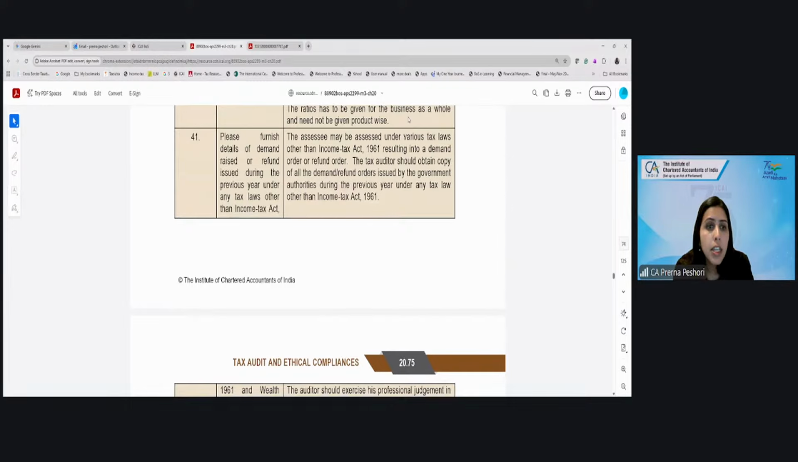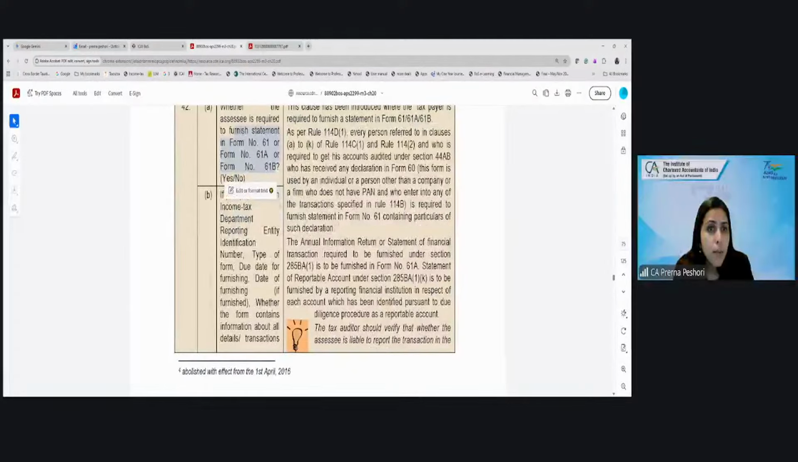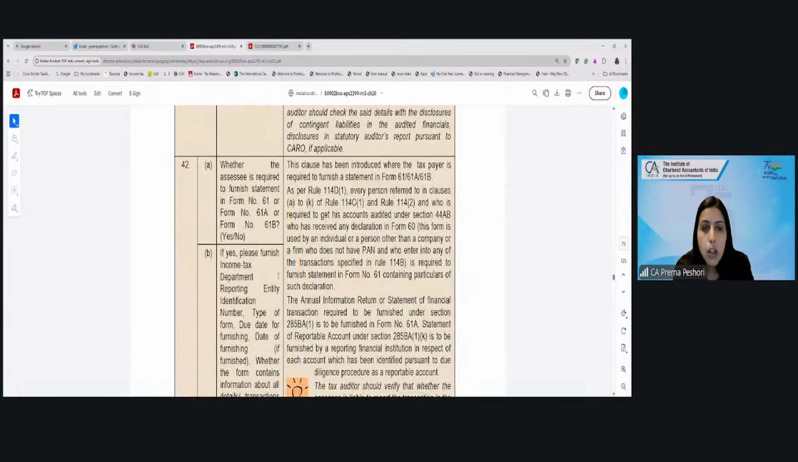Next is whether the assessee is required to furnish the statement in Form 61, 61A or 61B. If yes, please furnish the Income Tax Department reporting entity identification number, type of form, due date of furnishing, date of furnishing if furnished, whether the form contains the information about all the details or transactions which are required to be reported. If not, please furnish the list of details or transactions which are not reported. Now, what are these forms 61, 61A and 61B?